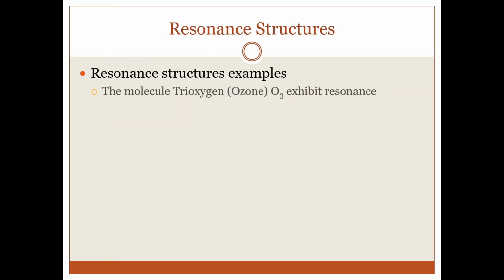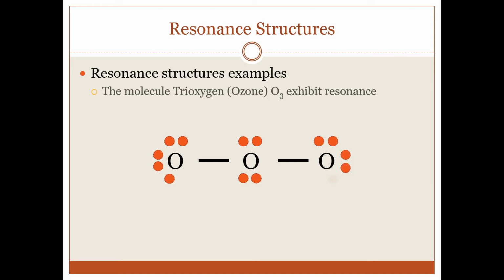It might be easier to watch an animation, so here's trioxygen, also known as ozone. Remember our steps. We're going to draw out our atoms. Now let's connect them with bonds. Remember, each one of these lines means 2 electrons, so that means we have 1, 2, 3, and 4 electrons. Now we can start filling in the rest of the 18 electrons. Remember, oxygen has 6 valence electrons, so 6 electrons times 3 oxygens equals 18.